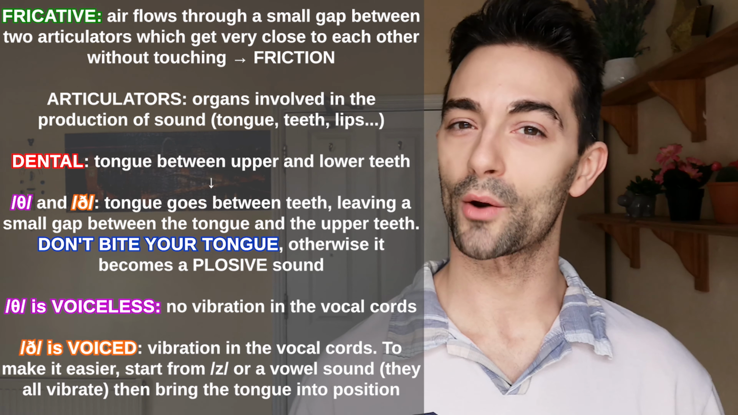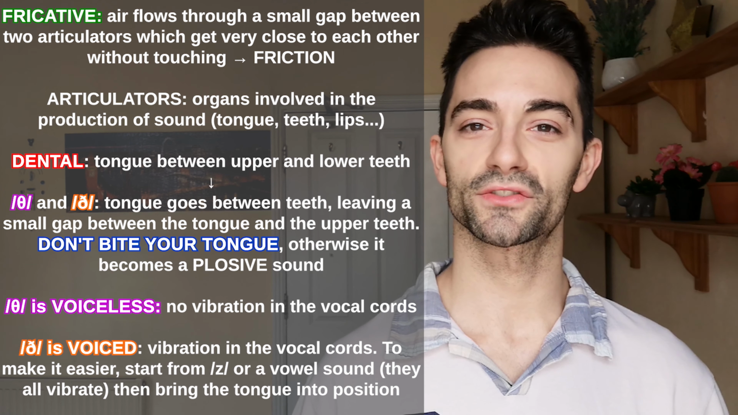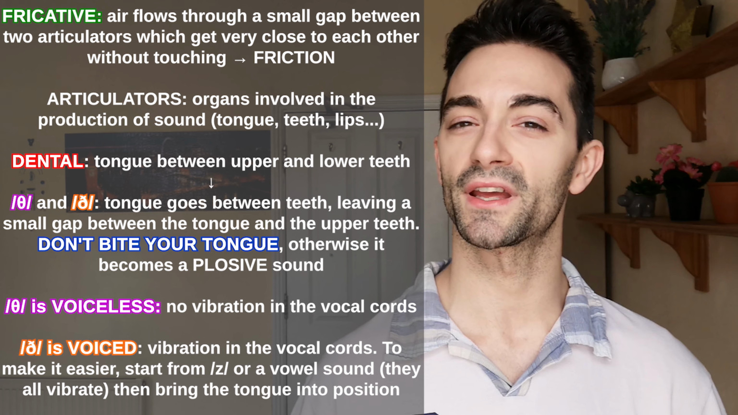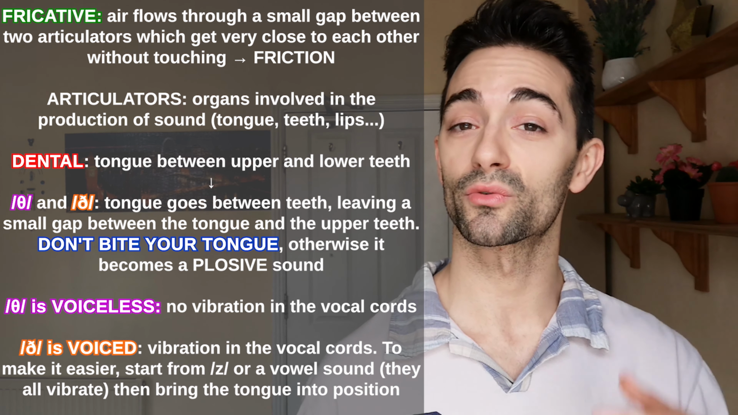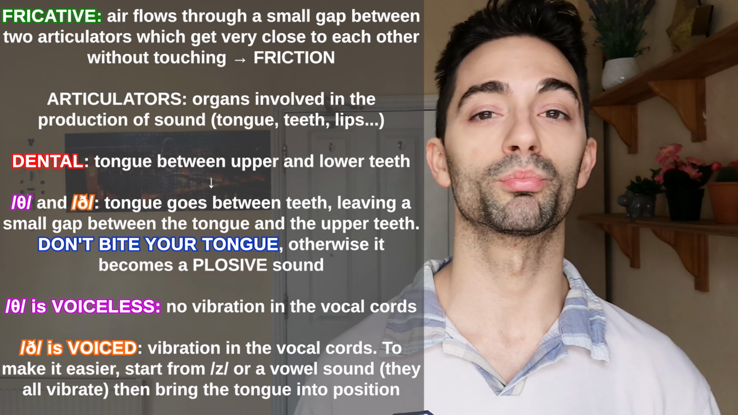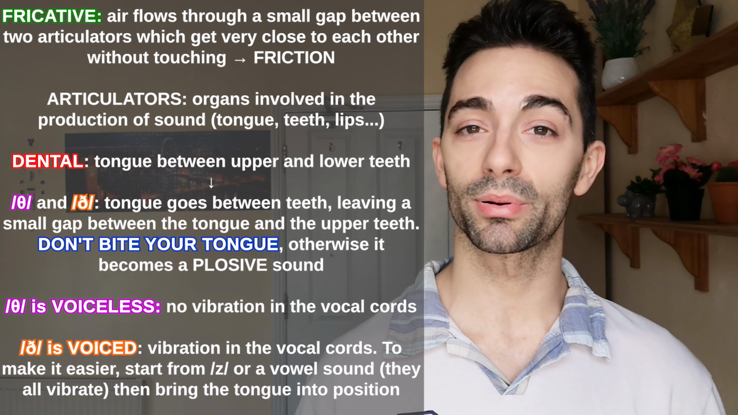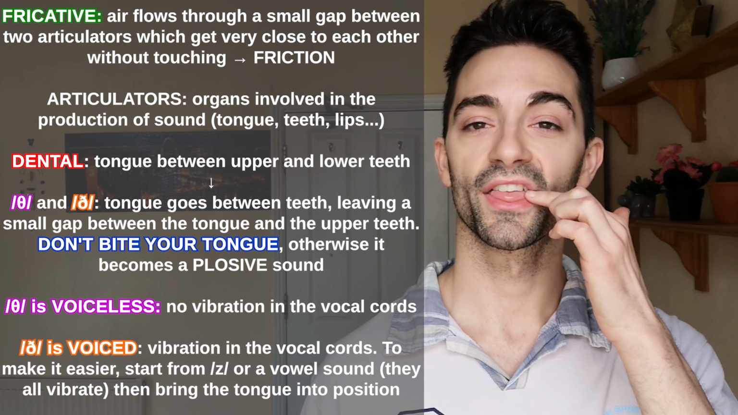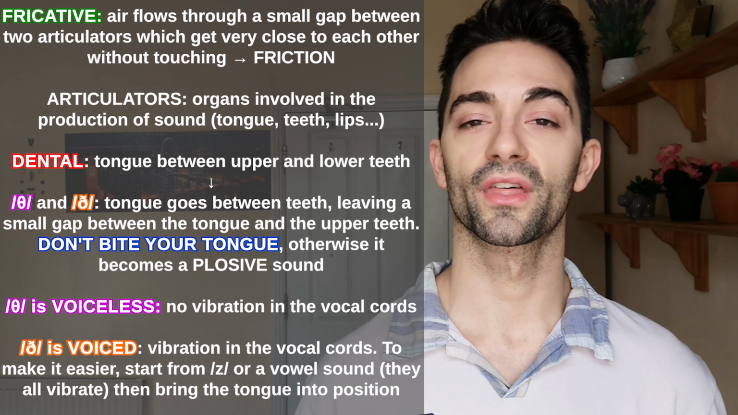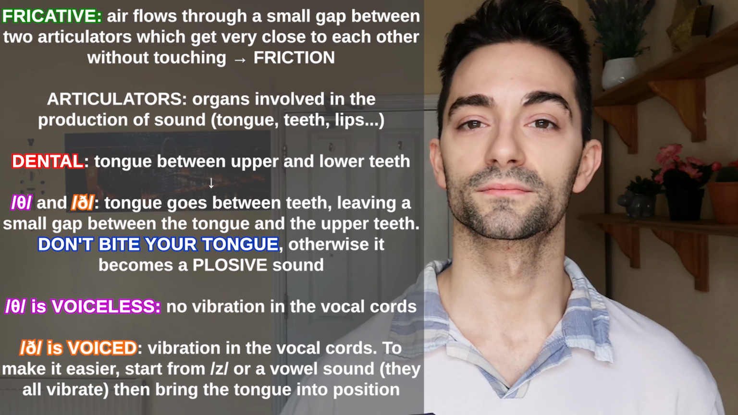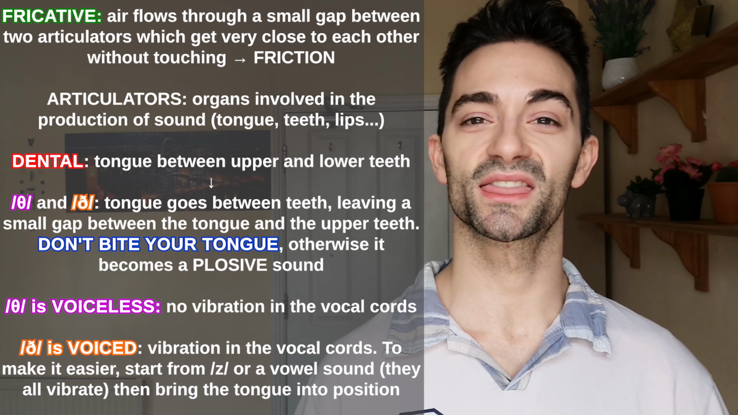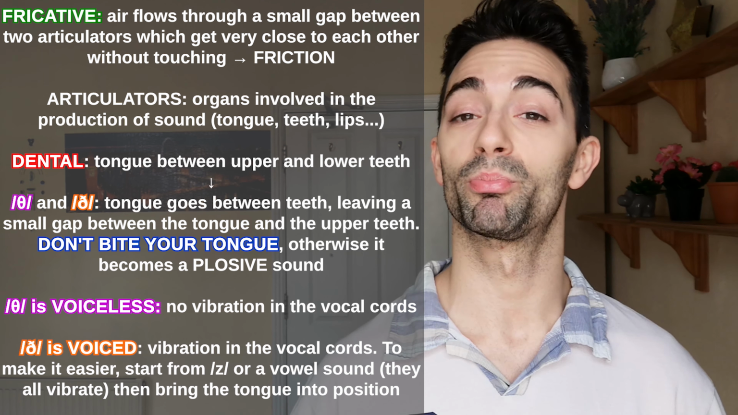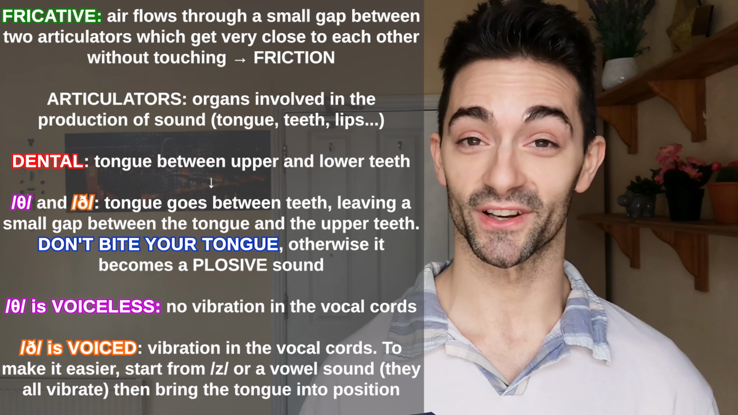And now let's see how we can actually produce it. Let's start from the voiceless th. You want to place your tongue between your teeth, leaving a tiny little gap between your upper teeth and the tongue, and you want to blow air out. And the only place that you should feel it coming out is this gap at the top. Please don't bite your tongue like this. Otherwise, you will create a full obstruction and you will get a plosive sound and you will literally explode if you go like that.